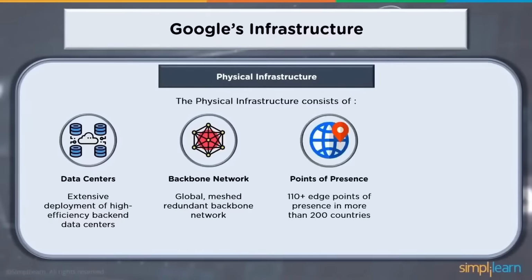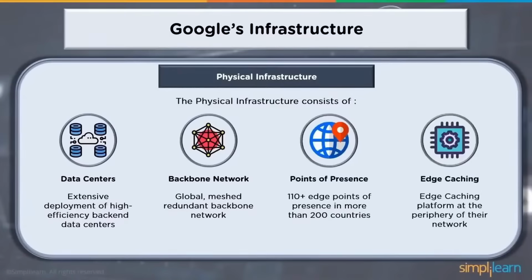Points of presence: when we talk about Google, it has 110 plus edge points of presence in more than 200 countries. And there is the edge caching platform at the periphery of their network. So this is what defines the physical infrastructure of Google. Now there is much more to it than just these four points.